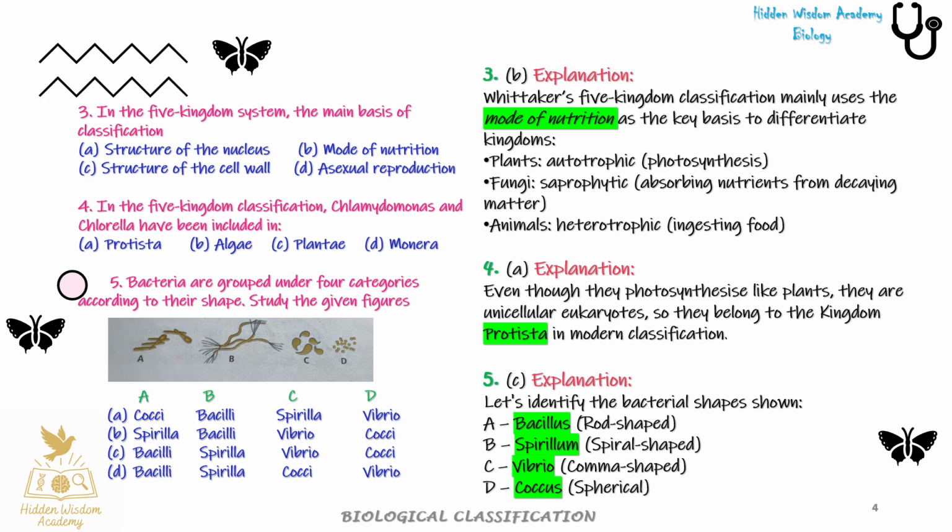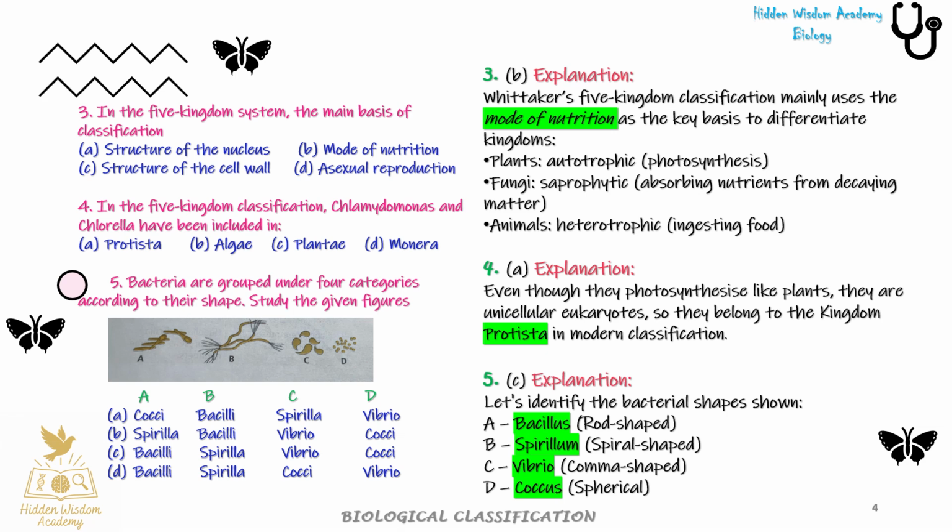3. In the five-kingdom system, the main basis of classification is. Option A. Structure of the nucleus. Option B. Mode of nutrition. Option C. Structure of the cell wall. Option D. Asexual reproduction.